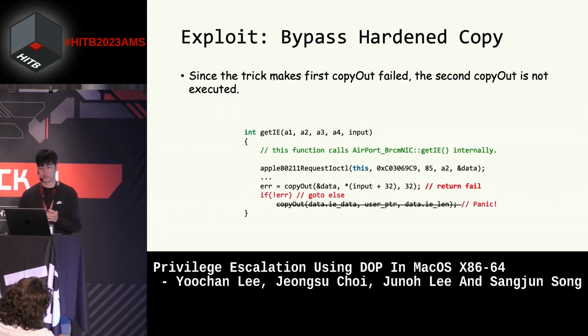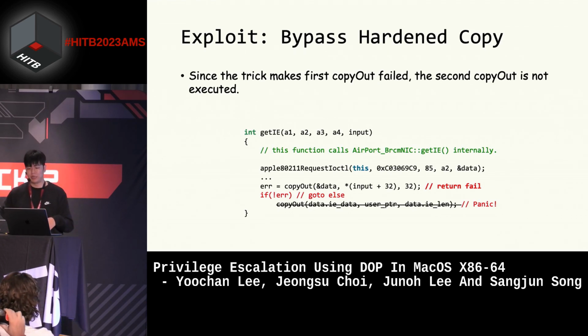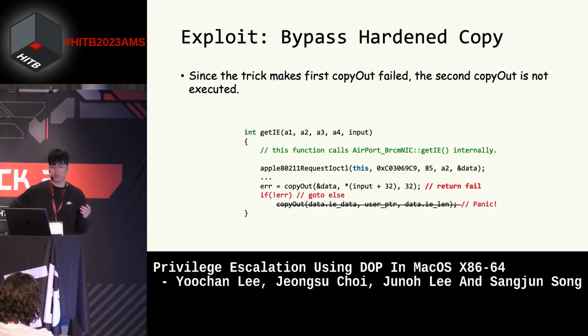Let's go back to the code. If we assign user space memory with read-only permission, the first copy out function returns fail, and the second copy out, which triggers kernel panic by hardened copy, will not be executed. In other words, we can bypass the hardened copy mitigation by using this simple trick.